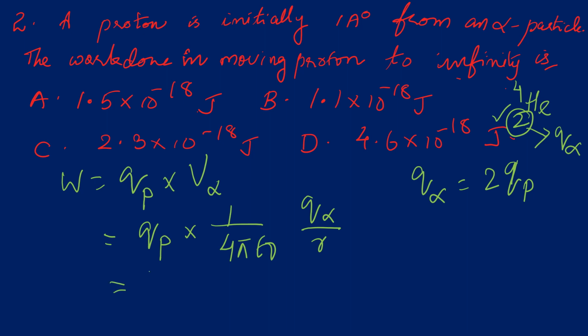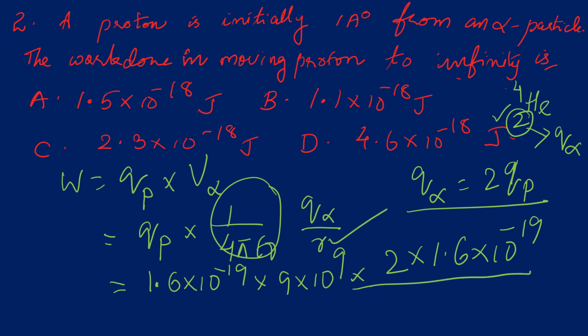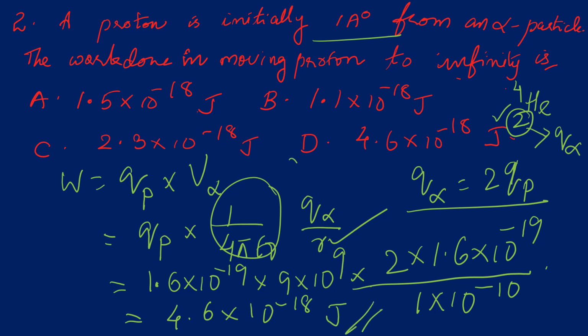And we can substitute the value. Charge of proton is 1.6 into 10 raised to minus 19. 1 by 4 pi epsilon 0 is 9 into 10 raised to 9. Charge of alpha particle is 2 into that of proton, and distance, that is given as 1 angstrom, or 1 into 10 raised to minus 10. And when you calculate this, you will get 4.6 into 10 raised to minus 18 joule. So option D is the correct one.